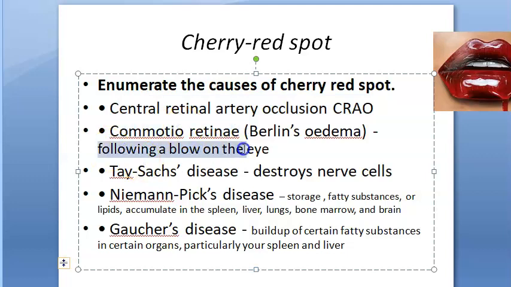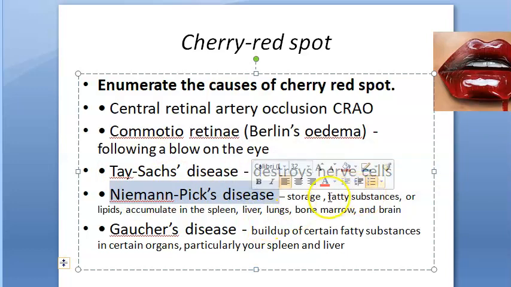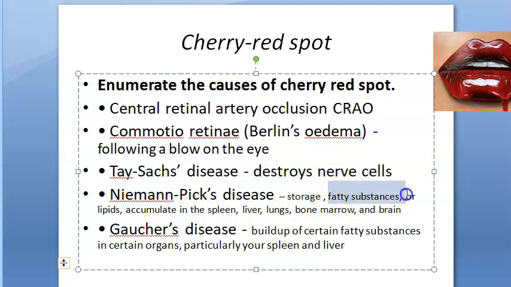Commotio retinae: somebody's blow to the eye, Berlin's edema. The retina became thin. Tay-Sachs disease destroys nerve cells, so the retina became thin and the choroid is shining through. Niemann-Pick disease is a lipid storage disorder, where fatty substances accumulate in the brain, so again the nerves are affected. Probably the retina became thin and the choroid is shining through in the fovea. Gaucher's disease, again the same thing, fatty substances. So all these reasons are the same.